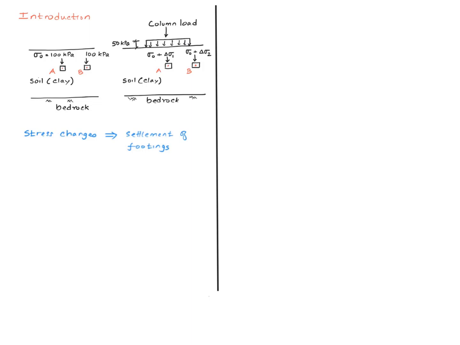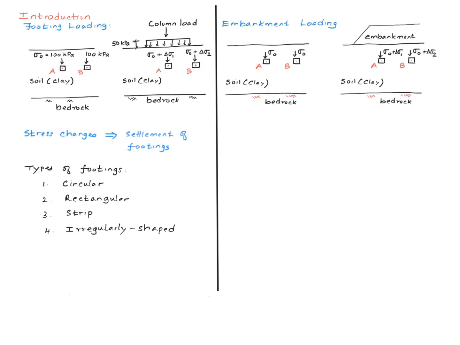We'll get into the details of these a little later, but for now, we need to be able to calculate the changes in stresses. We use footings of different shapes, circular, rectangular, strip, and sometimes irregularly shaped footings. We need to be able to calculate these changes for any of these footings. Loading, of course, comes in different forms. For example, an embankment loading like shown here. The weight of the embankment is going to lead to changes in stresses at these 2 points, and these changes will lead to settlement of the embankment, and to calculate the settlement, we need to know the values of these changes.